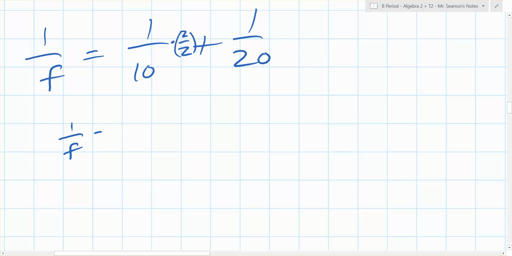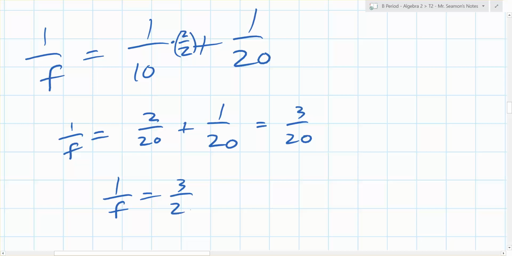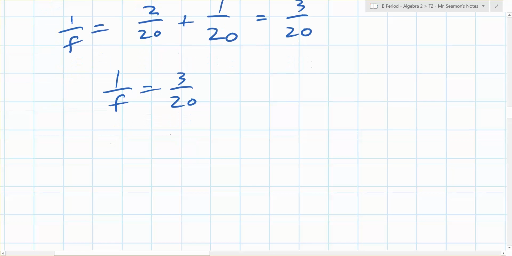So 1 over f is equal to 2 over 20 plus 1 over 20. But what's 2 over 20 plus 1 over 20? 3 over 20. So if 1 over f is equal to 3 over 20, what could you do next, Mike? Sorry, David, you came up with this.